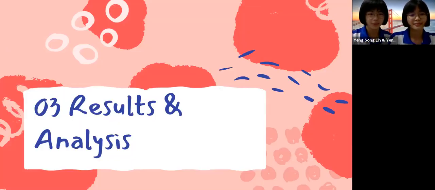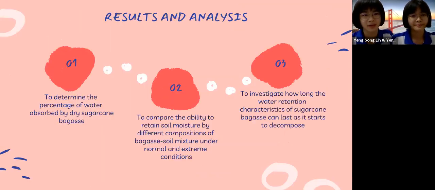Next, we will be moving on to the results and analysis part. As we have 3 experiments, we will find out how much water dry sugarcane bagasse can absorb and how the composition of bagasse soil mixture and the temperature affect the ability to retain soil moisture. And lastly, we'll find out how long sugarcane bagasse can last as it starts to decompose.